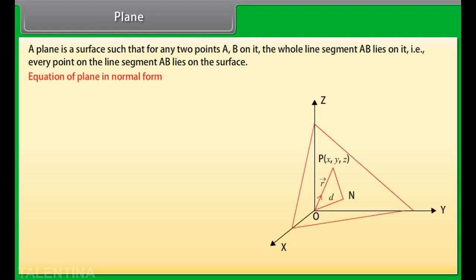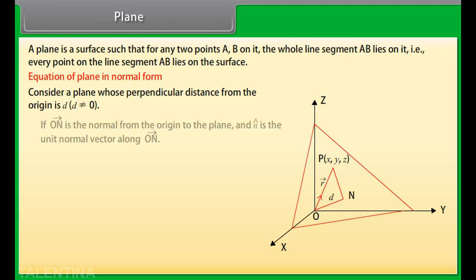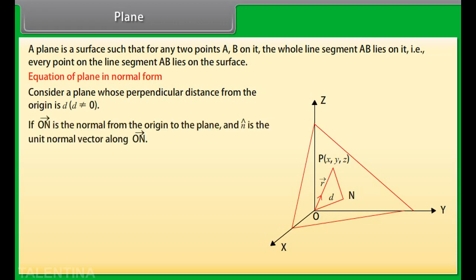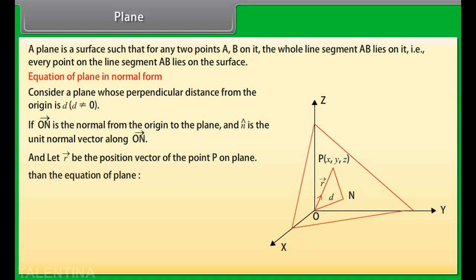Equation of plane in normal form. Consider a plane whose perpendicular distance from the origin is d not equal to 0. If vector ON is the normal from the origin to the plane, and cap n is the unit normal vector along vector ON, and let vector r be the position vector of the point P on the plane. Then the equation of the plane is vector r dot unit vector n equals d.